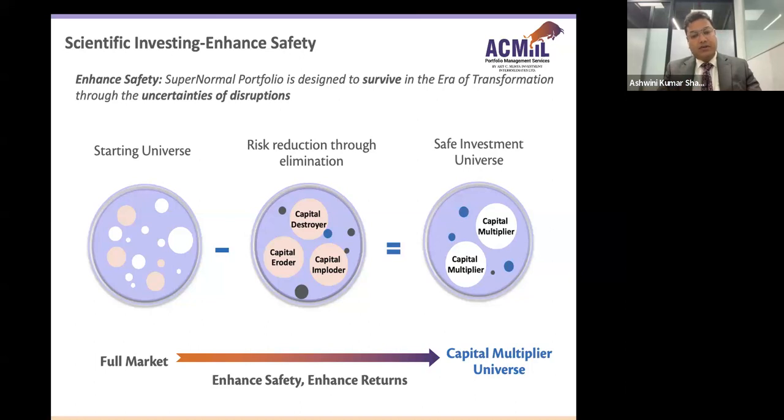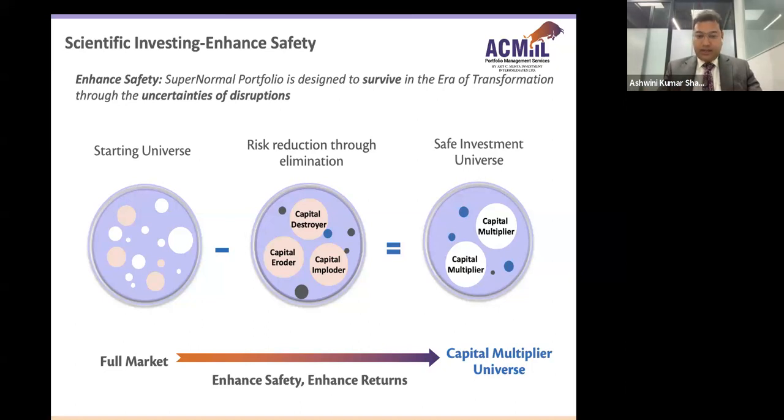These companies seemingly grow. Price might also appreciate in some cycles. The top line will also grow. They will be paying taxes and all that, but they are actually eroding shareholders' wealth. So this is the second type of company that we want to stay away from.